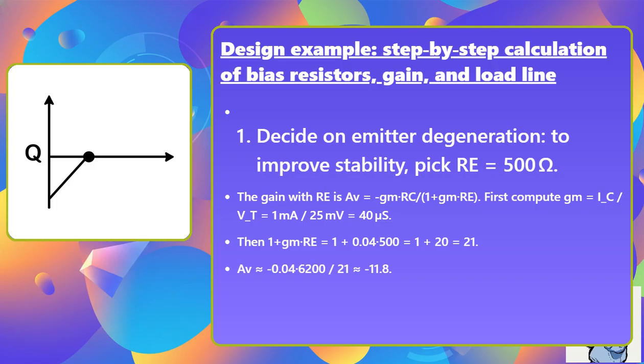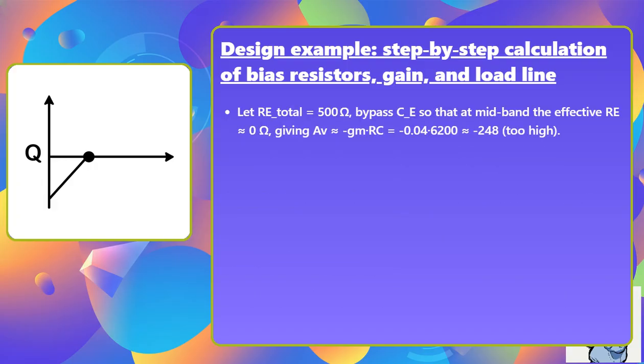Av ≈ -0.04 × 6,200 / 21 ≈ -11.8. Since we want -20, we can bypass part of Re with a capacitor. Let Re total = 500 ohms.